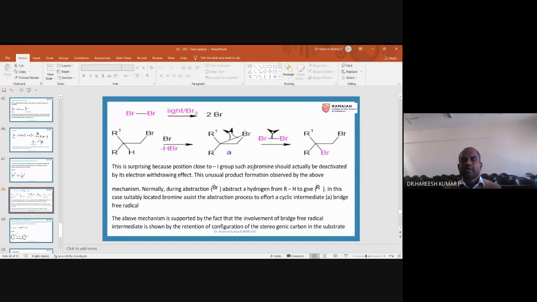At this moment, the liberated HBr or maybe one more molecule of bromine undergoes homolytic cleavage, giving rise to Br radical. That Br radical will attack this carbon, and homolytic cleavage means the given electron is taken by the Br. That is how a dibromo product is obtained. Is it clear?